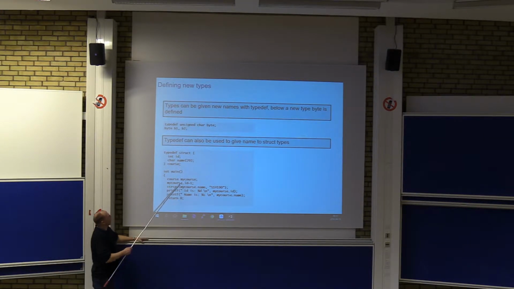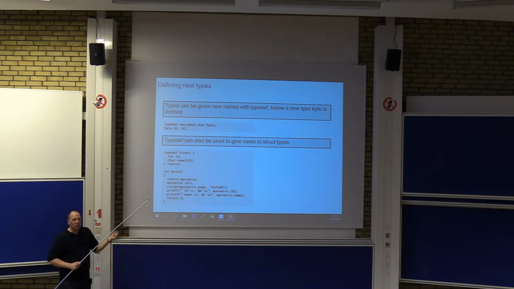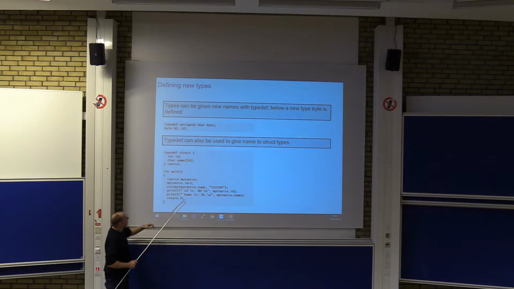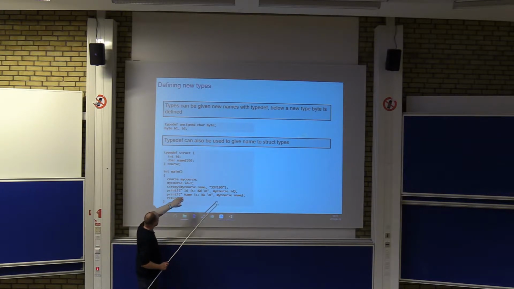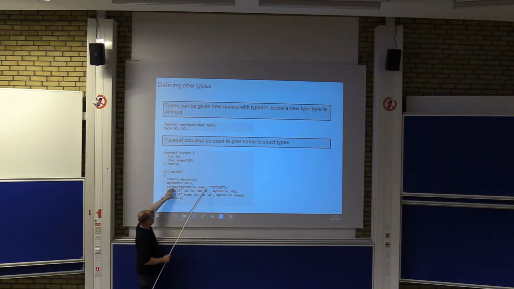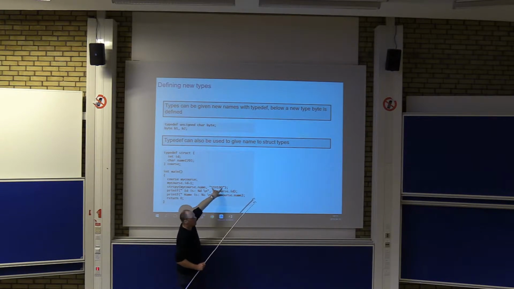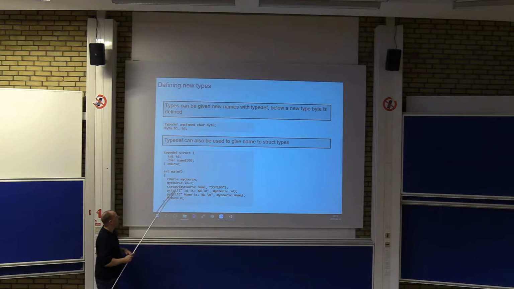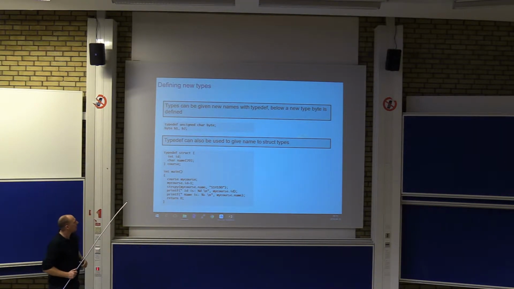Okay, so then we have given it an ID, and if you would like to continue, we give it a name as well. So now you would like to assign some string to this name. The way you do that is that you need to copy what you have here to this name field, and you do that with the string copy method. So this is just standard C.